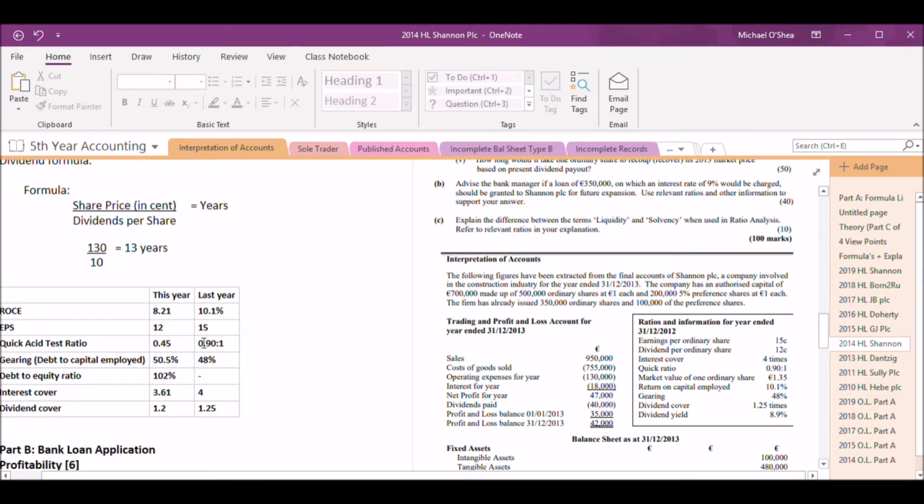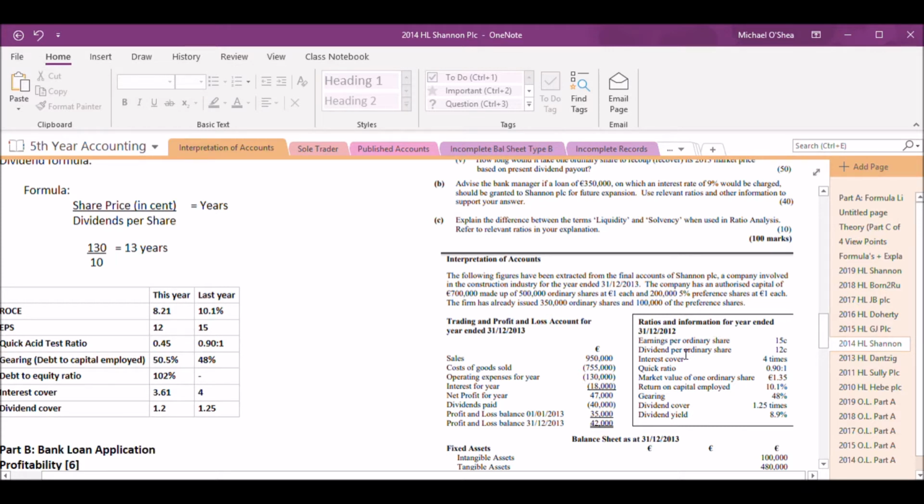But in terms of last year, sometimes we actually have to work out the figure for last year as well. I was lucky here in that all of them were given. You'll always get the EPS and dividend per share. You'll always get the gearing, and you'll get the quick ratio. And the last ones that you'll always get are the interest cover and return on capital employed. There is one that you generally may not get, and that's the dividend cover, dividend yield.